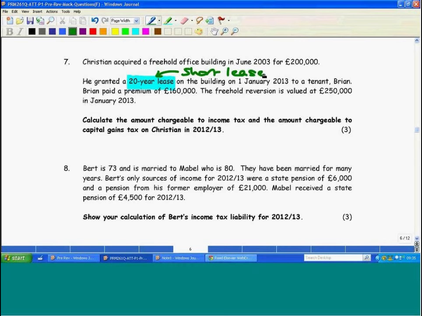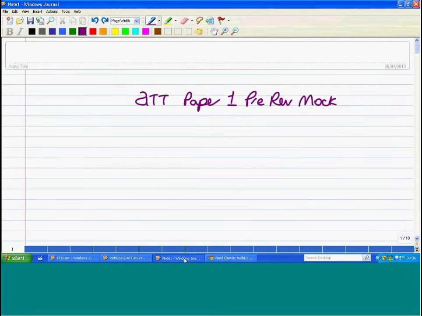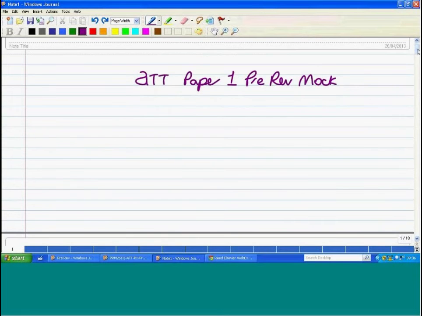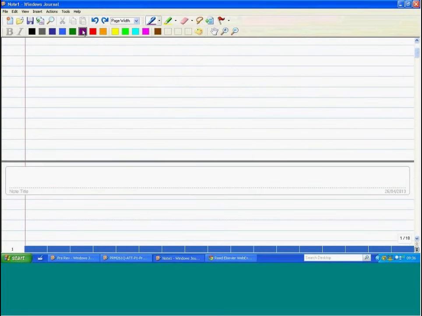Now, he's also paying a premium of £160,000, and then big alarm bells go off because they're telling us what the freehold reversion value is, which means part disposal. So if we're ever told the market value of the reversion, that's generally saying part disposal, but hopefully you would have recognised that anyhow. So let's just point out how we would recognise this by running through a few key points to do with leases before we make a start.